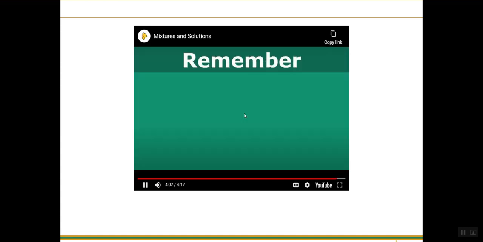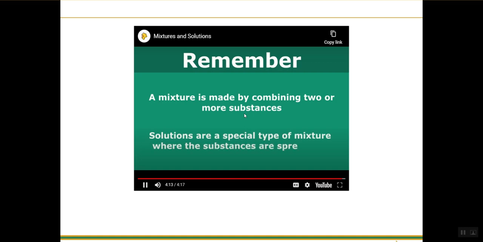So from today, remember, a mixture is made by combining two or more different substances. And solutions are a special type of mixture, where the substances are spread out evenly.